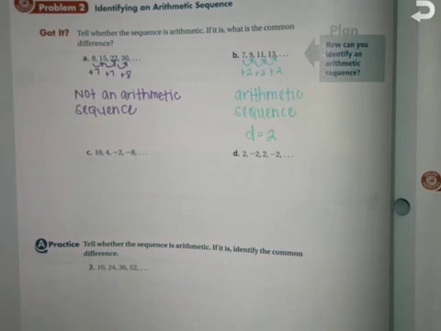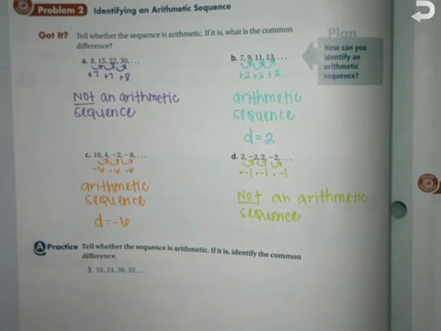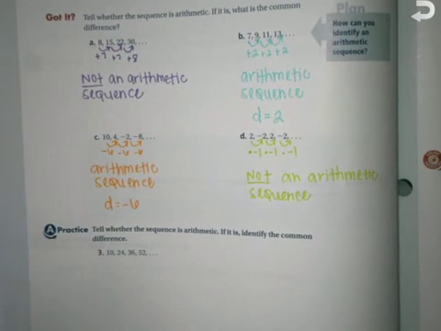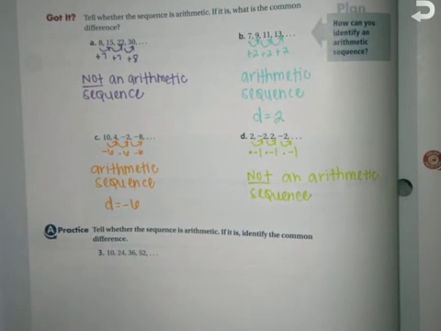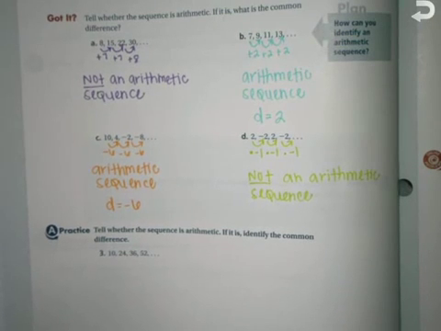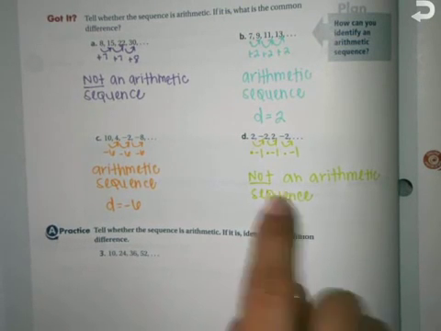Okay, part C, 10, 4, negative 2, negative 8. Is this one arithmetic? What was the common difference? Negative 6. What about part D? Is times negative 1 arithmetic? No, because arithmetic means that we are adding or subtracting the same number each time. Even if we are multiplying the same number each time, it is not arithmetic. That's what we call a geometric sequence.